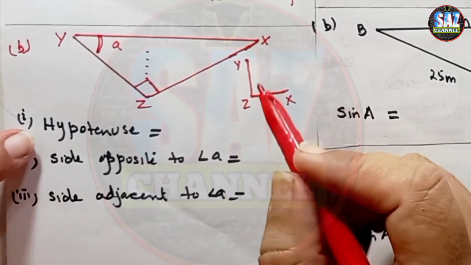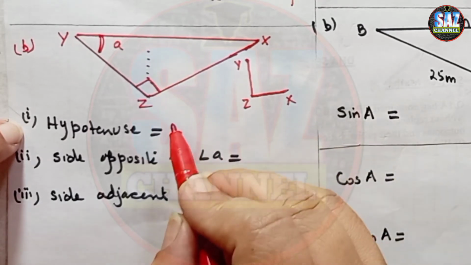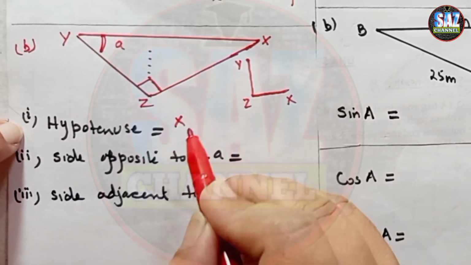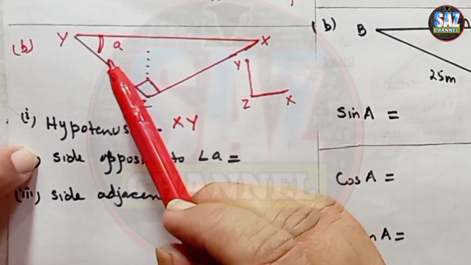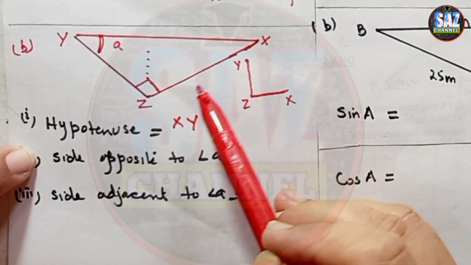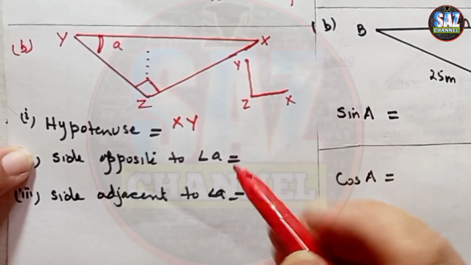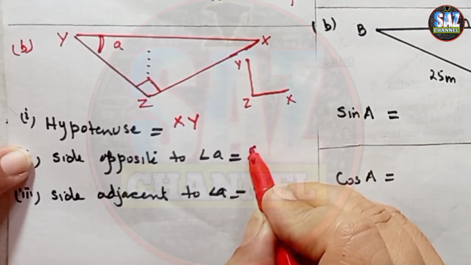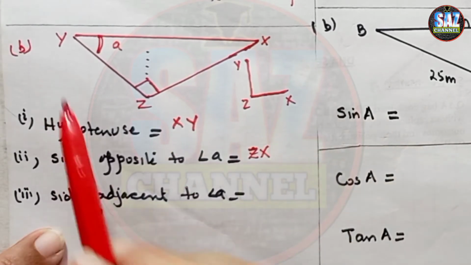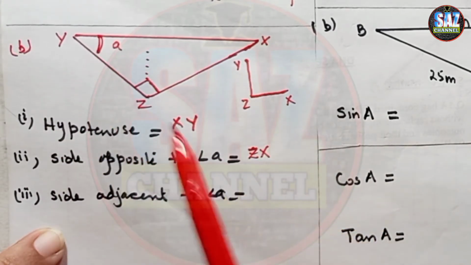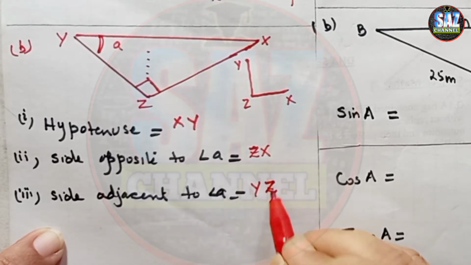Now first of all, we have to identify the name of the side which is the hypotenuse. So hypotenuse is XY. The side opposite to angle A, this is the reference angle, and the side which is opposite to this angle will be XZ or ZX, and the side adjacent to angle A is YZ. Okay, YZ is adjacent to angle A.